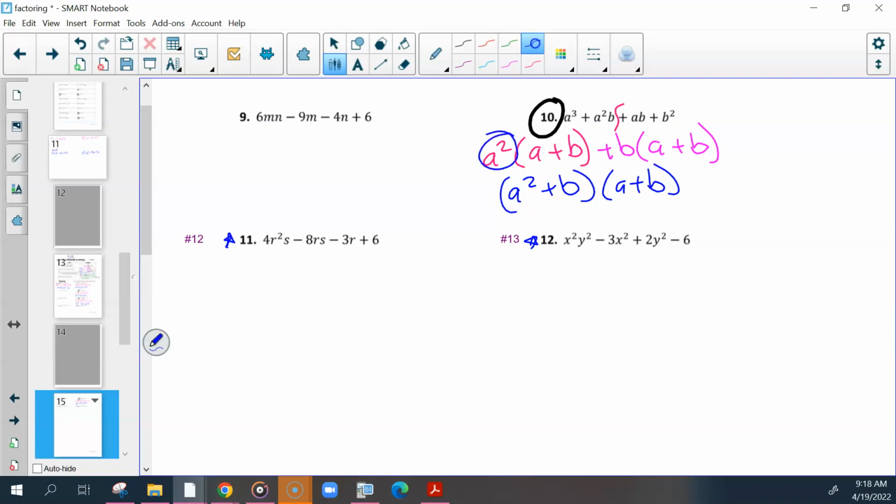You have a squared plus b, and then a plus b. Basically, hold on. Guys, please stop talking. You're dividing out a b.